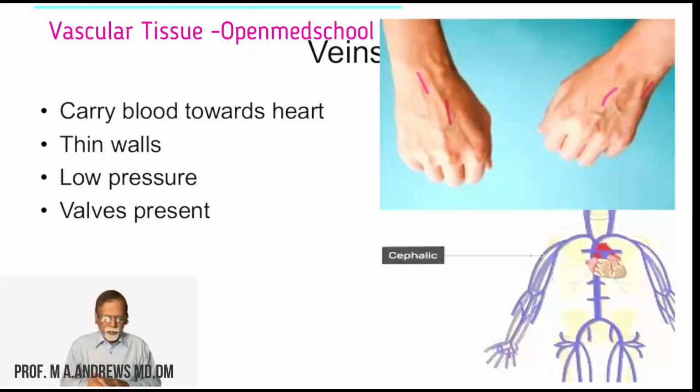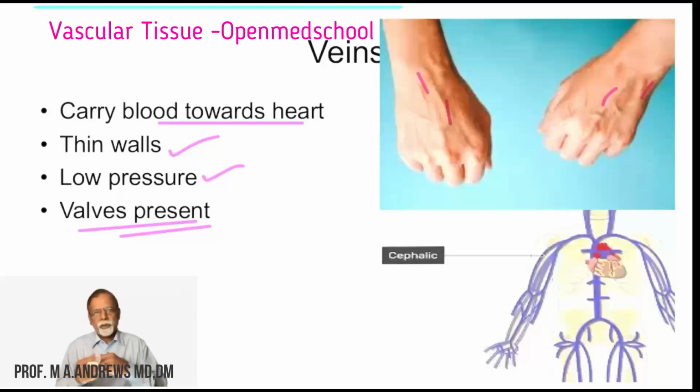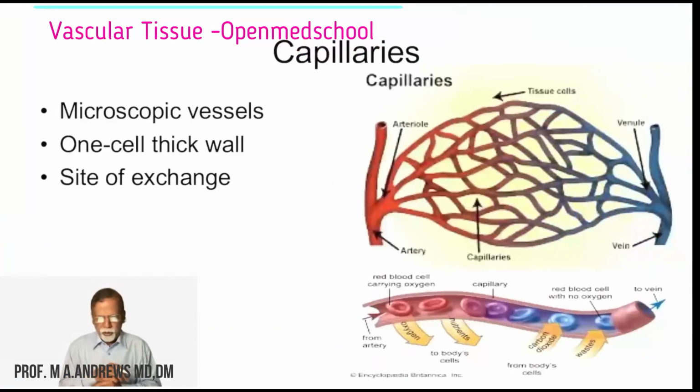So veins carry blood towards the heart. They are thin walled, low pressure. Remember, valves are present inside. So here you can see that on your dorsal hand, there are small bluish lines. They are the veins. Veins are thin walled. Pressure is very low.